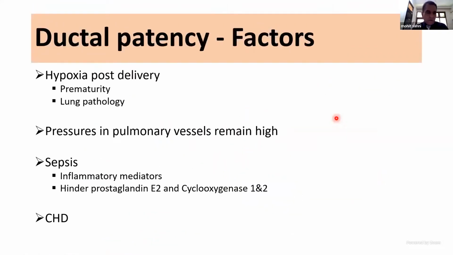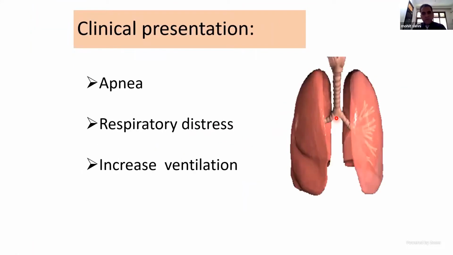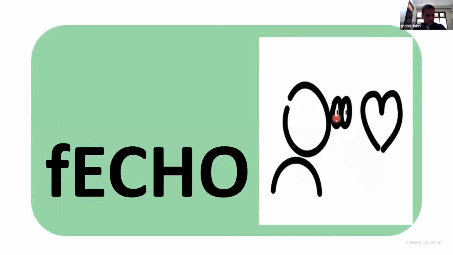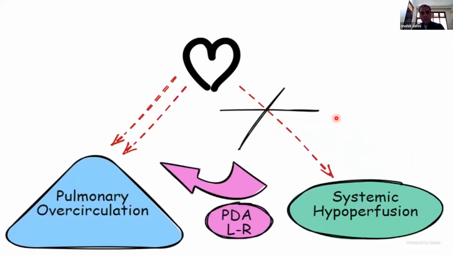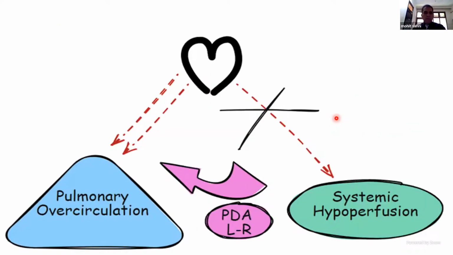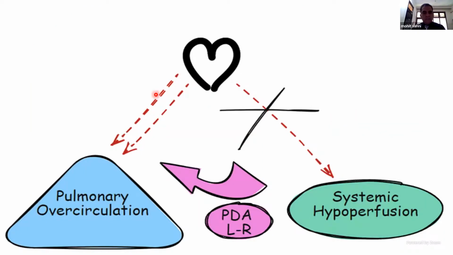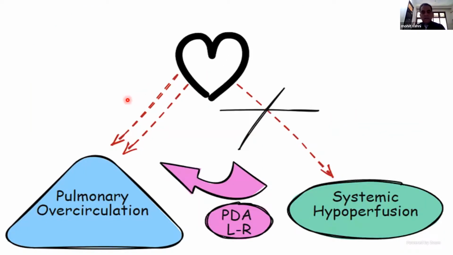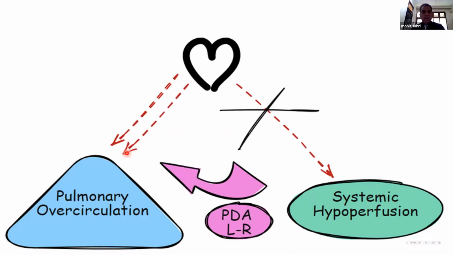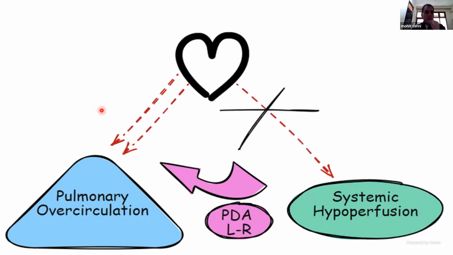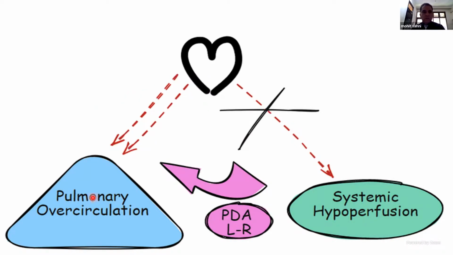This thing has been talked about. I won't go into detail for this, so we will directly come to the functional echoes. Whenever we talk about functional echoes, it is always in the context of the clinical presentation because of the PDA. The echo parameters we use to label whether it is HSPDA or not are also based on two things: pulmonary overcirculation and systemic hyperperfusion.